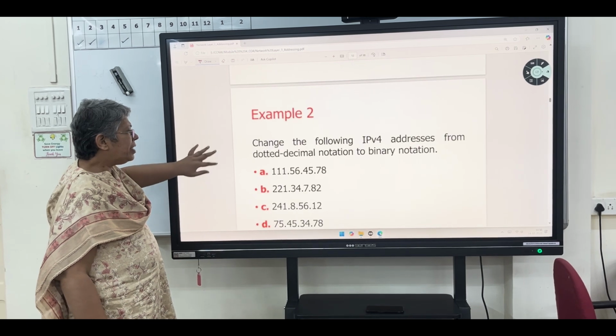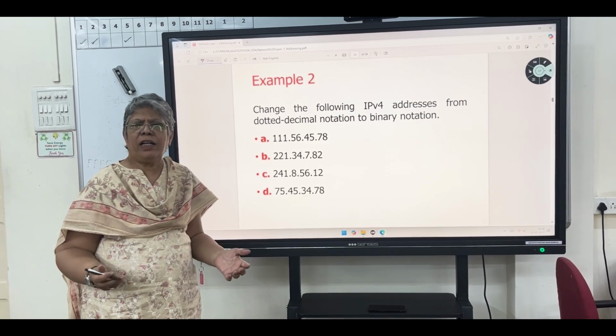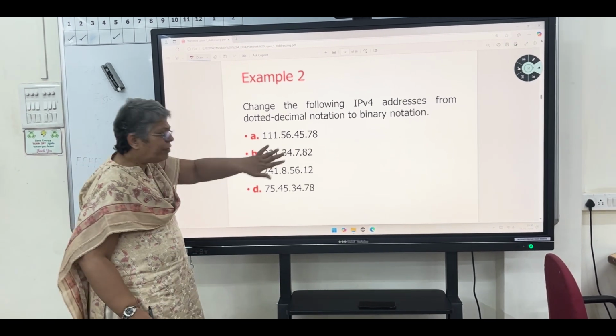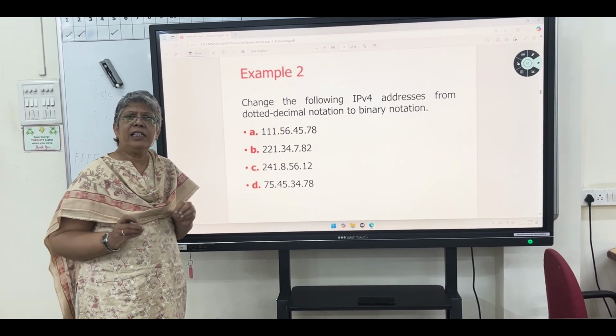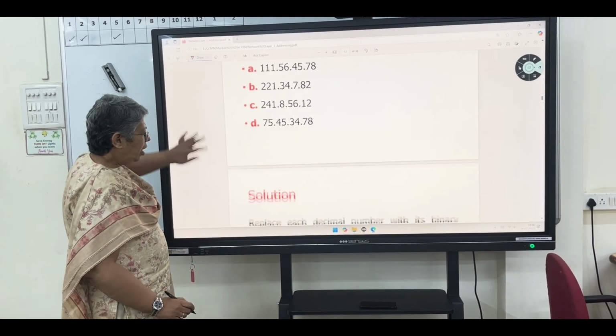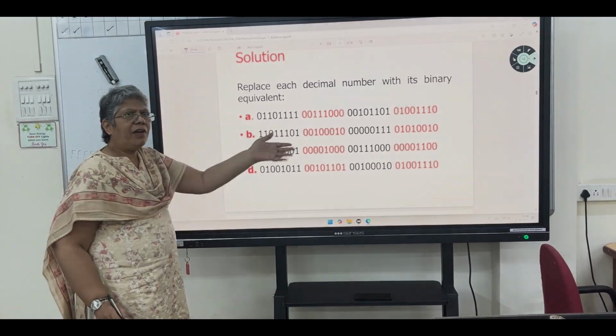Now, if we see the second example, since we are now used to binary to decimal and decimal to binary conversion, we can very well convert the given dotted decimal pattern into a binary pattern. Since we all know all this, therefore this also can be done. So this is how all those numbers we have converted into binary.